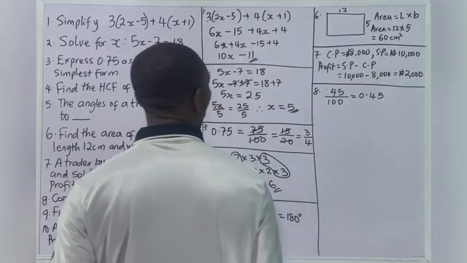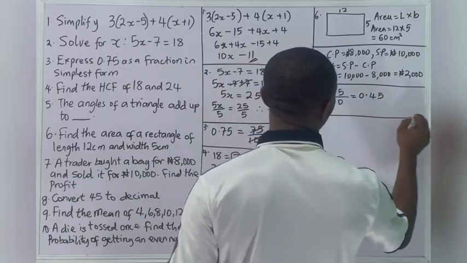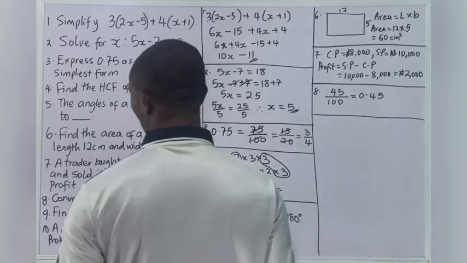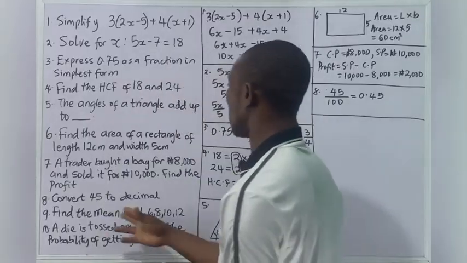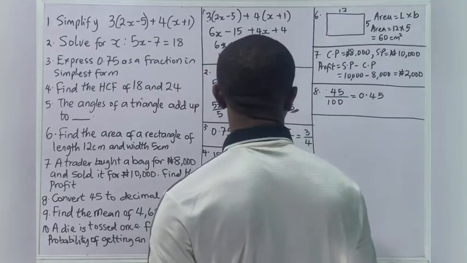0.45. Okay, now this to decimal will give us 0.45. All right, now the next one says find the mean of 4, 6, 8, 10, and 12.